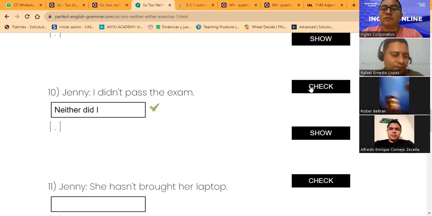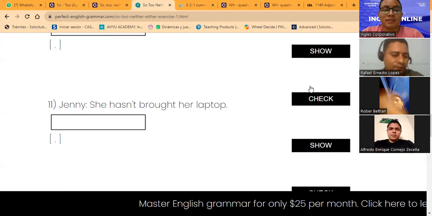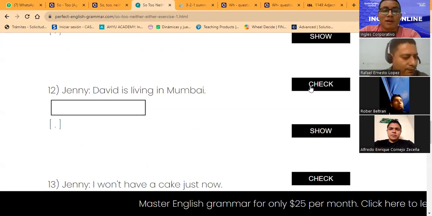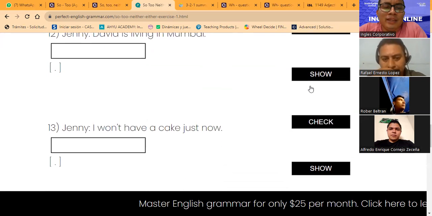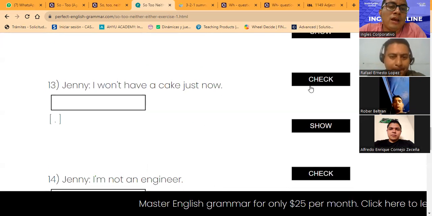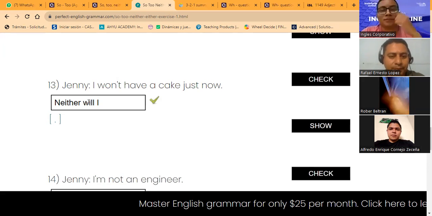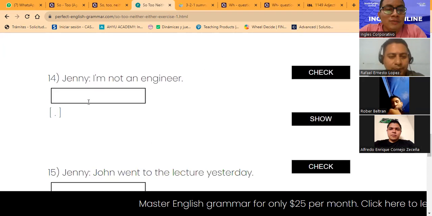Vamos, miren, chequecito. Hay bastantes ejemplos aquí, honestly. Hagamos el de este. I won't have a cake just now. Primero es negativo, ¿verdad? Entonces le voy a poner neither, porque es una negación. Luego el auxiliar es will not. Entonces digo neither will I. Exacto. Good. Y hay un montón de ejercicios más.